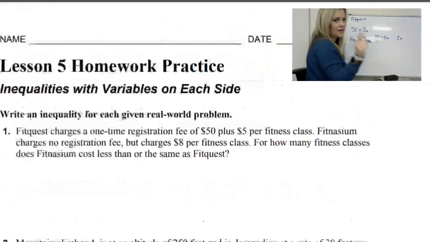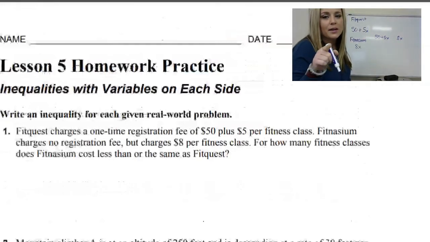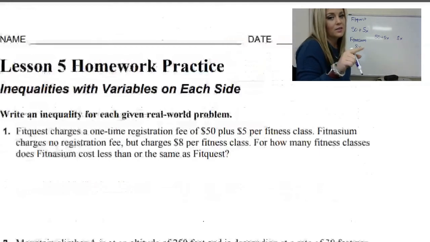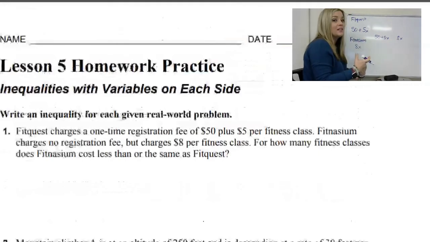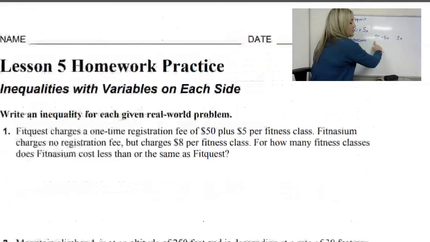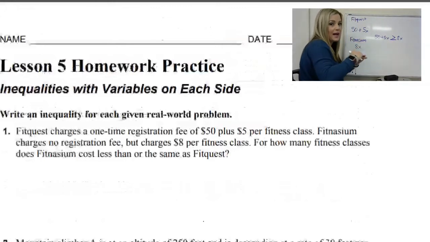It says, how many fitness classes does Fitnasium cost less than FitQuest? So this is less than. I always eat the biggest one, right? You don't eat the small one, you eat the big one. This is the bigger, more expensive one. Less or the same, so we put that line under there because it includes the same. So this would be the inequality that we would give that problem, all right?